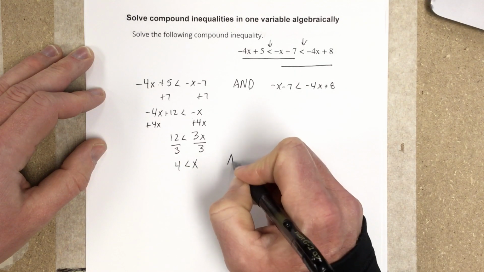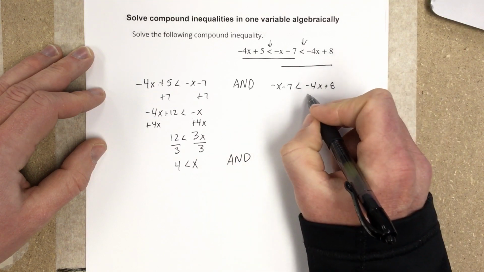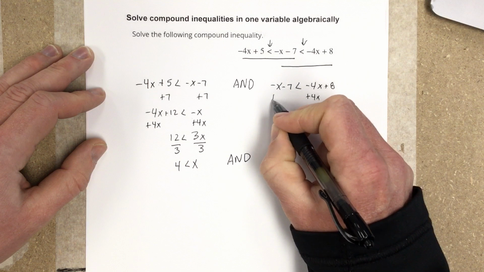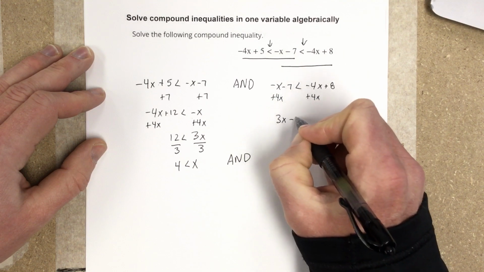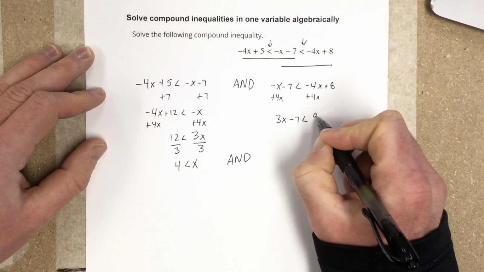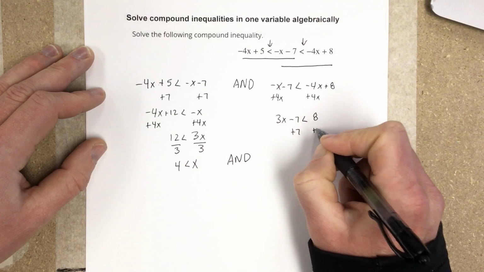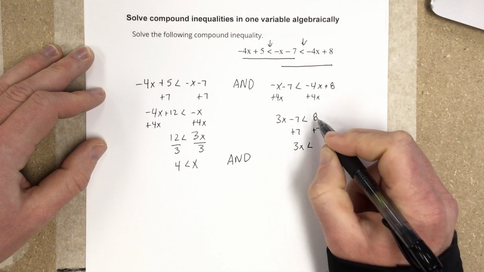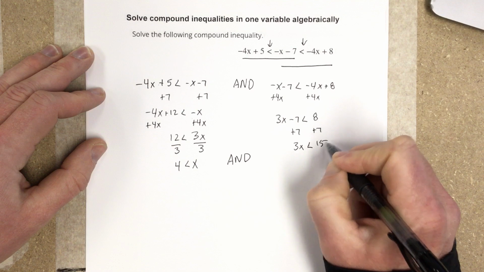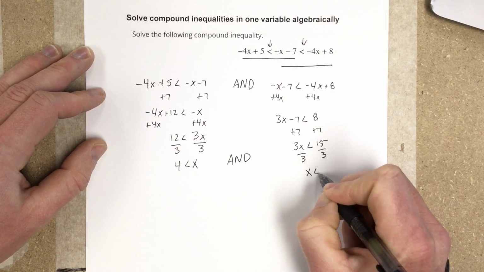And now we'll solve this piece. So let's add the 4x to each side, and we get 3x minus 7 less than 8. Let's add the 7. We get 3x is less than 15. And then divide by 3. We get x is less than 5.